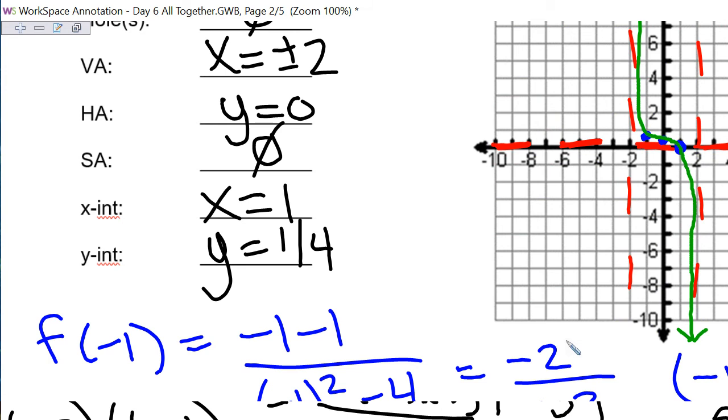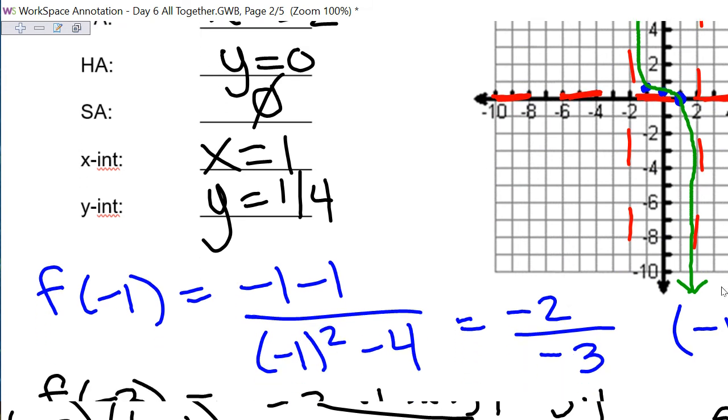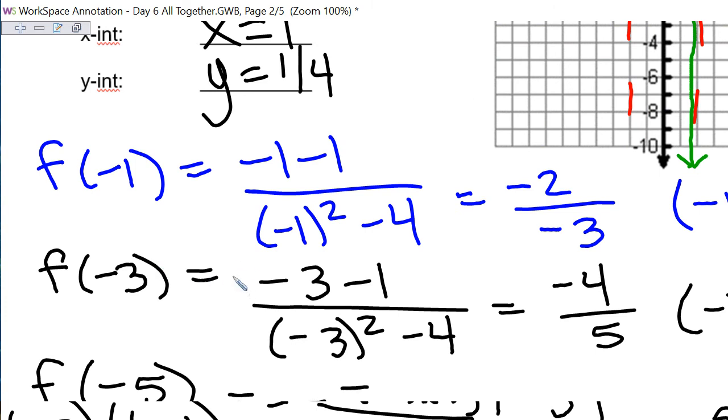And let's do another one. What do you want to do, still on the negative side? Negative 5. So f of negative 5 would be negative 5 minus 1 over negative 5 squared minus 4. What's negative 5 minus 1? Negative 6. Negative 5 squared is 25, minus 4 is 21. So that ordered pair would be negative 5, and negative 6 over 21 simplifies to negative 2/7.